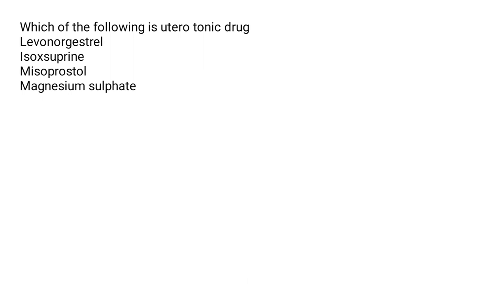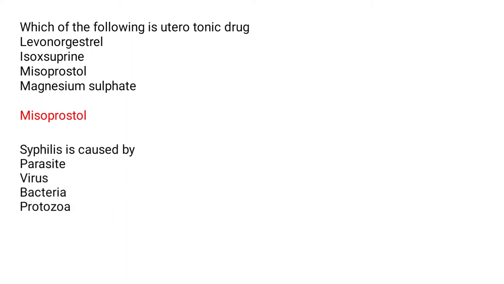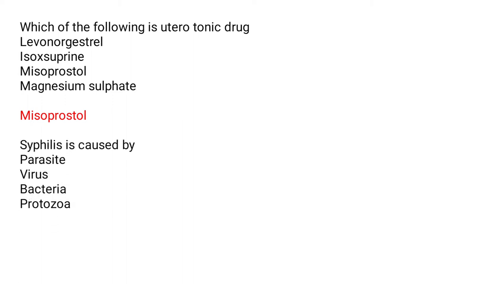Next question. Which of the following is uterotonic drug? Levonorgestrel, isoxsuprine, misoprostol and magnesium sulfate. And the answer is misoprostol. Syphilis is caused by parasite, virus, bacteria, protozoa. And the answer is bacteria.